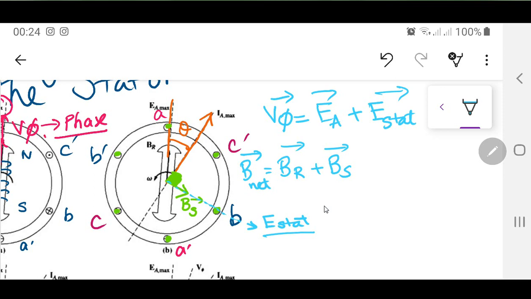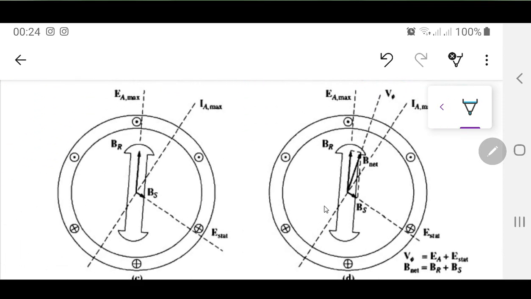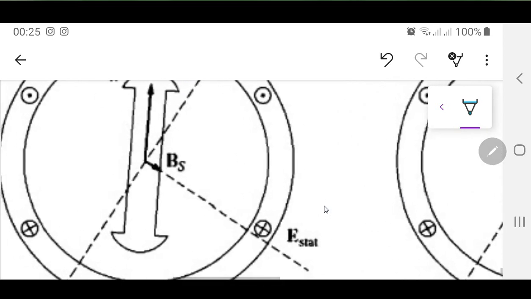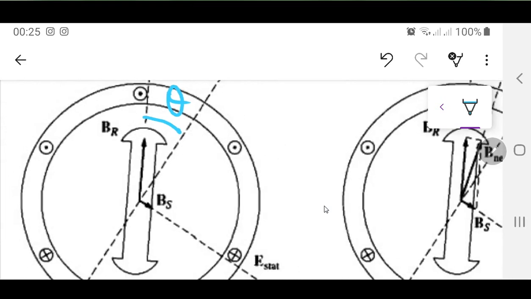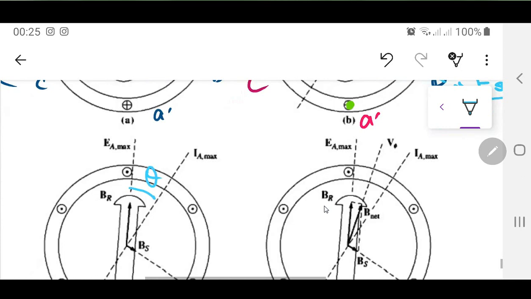Now if I move on towards the third diagram, the same third diagram which you have just drawn over there, you can see this is EA max. This is IA max, there is an angle, certainly a lagging angle over here, theta. And then this is BS, BS is shown over here, very small one. Now the point over here, I have shown it a little bit large, as you can see over there. Practically it will be very, very small.